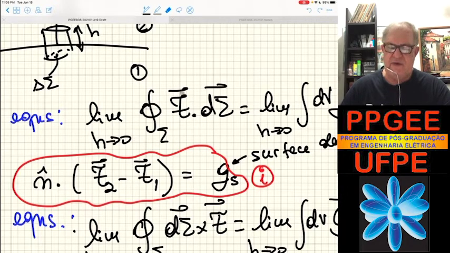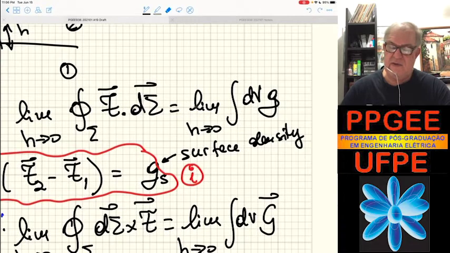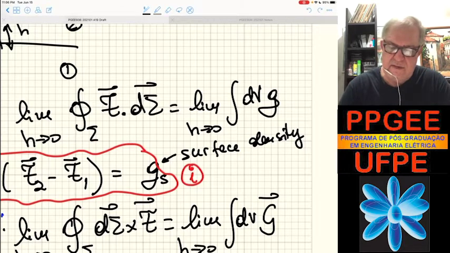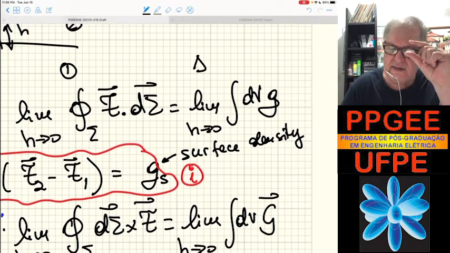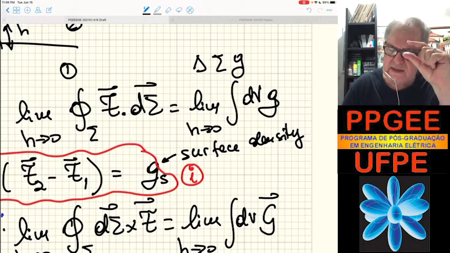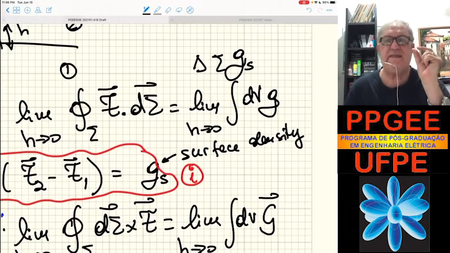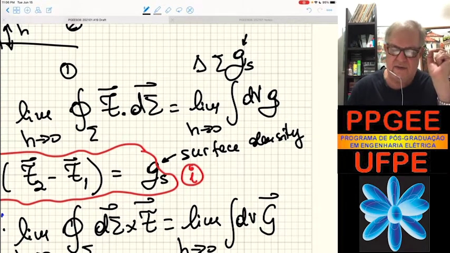We are talking about fields, right? These are fields, either D or B. On the right-hand side, we have a density. So if we have a surface charge, surface density, this gives delta sigma. As H goes to 0, that's going to be delta sigma times the surface density function Js. Okay?